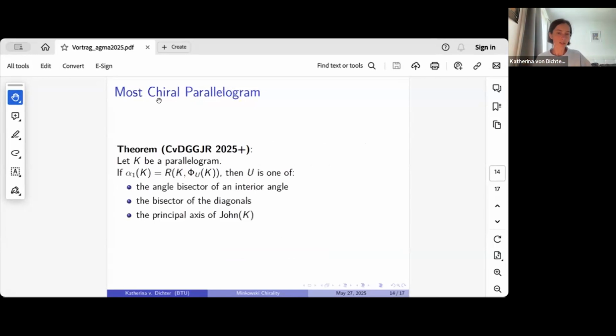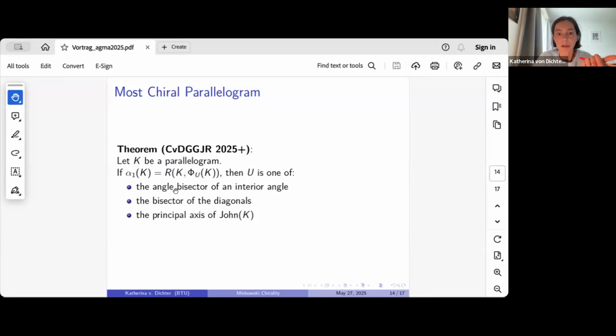Then we went on and we checked the parallelograms. We would like to completely describe the extreme cases. So we would like to find the parallelograms with the highest value of the chirality. And this was done in the following theorem. We say that K is a parallelogram, and we have that U is a reflection line, which is used for finding the chirality. Then this reflection line has to be one of the following.